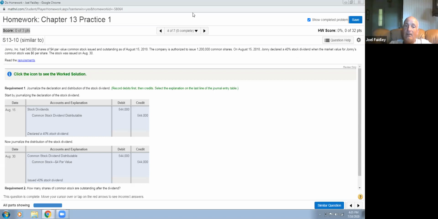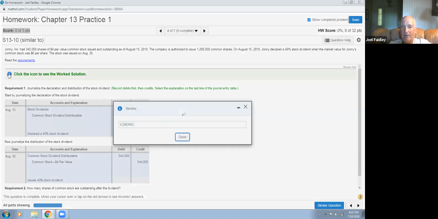And so here, this is a large stock dividend. So we're going to multiply this 40% stock dividend times 340,000 shares that are outstanding. That's what's important, outstanding, not authorized or issued. Outstanding times 40% gives you a dollar amount times the par value, which is $4. So let me just show you that.